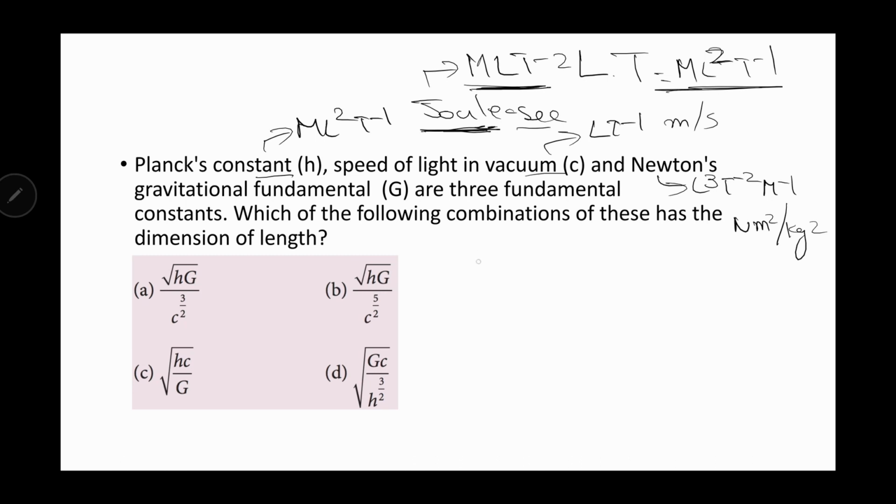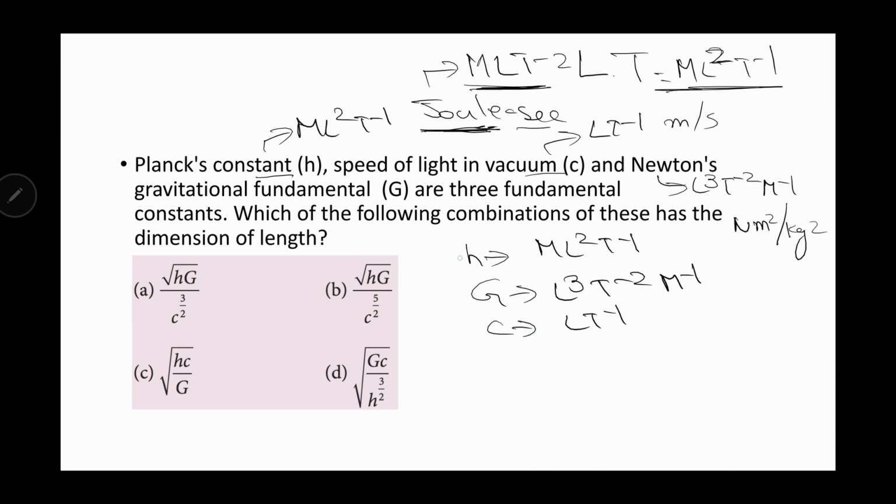Now let me write it down for you. The dimensions: h is ML squared T to the power minus 1, G is L cubed T to the power minus 2 M to the power minus 1. You can easily derive it. C is L T to the power minus 1.